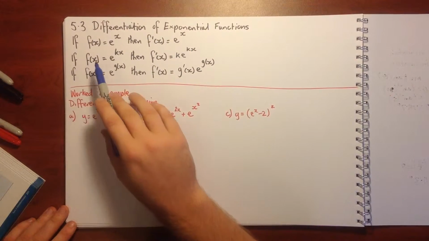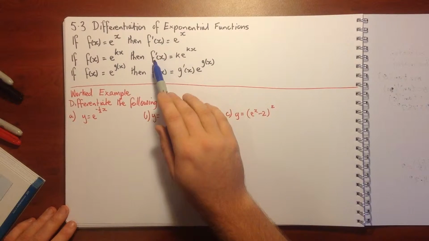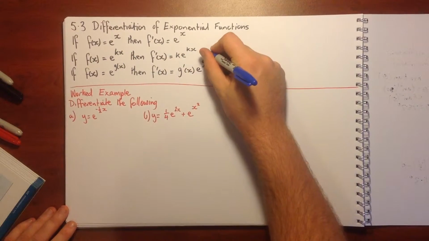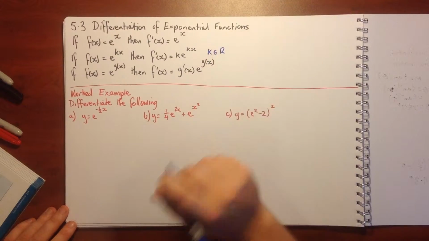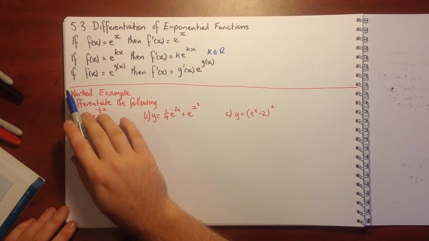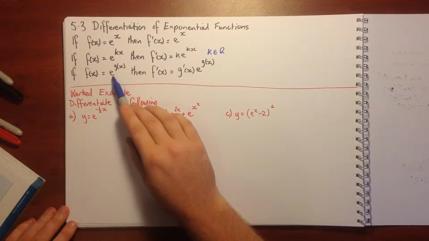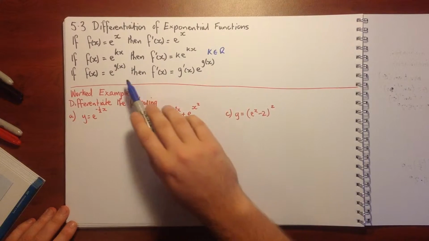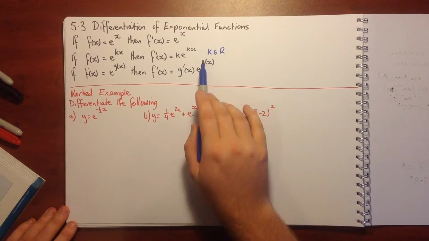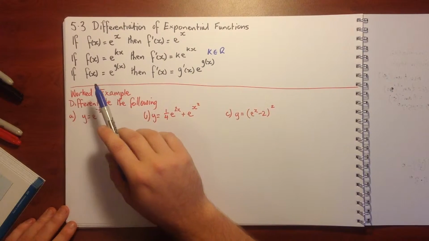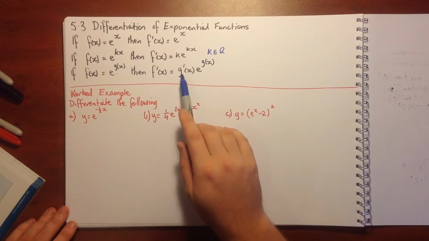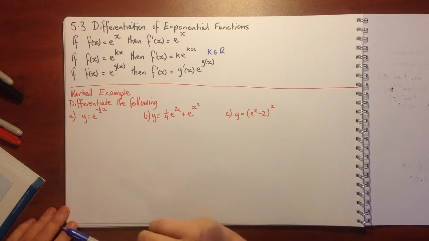If we have f of x equals e to the kx, then our derivative is k e to the kx. So k is just a constant. If you like, k is an element of all real numbers. So our constant just comes down the front. If we have some function f of x equals e to the power g of x, then the derivative is g dash of x e to the g of x. So if we have some function as our power, we take the derivative of that function, bring it out the front, and then leave the rest the same.